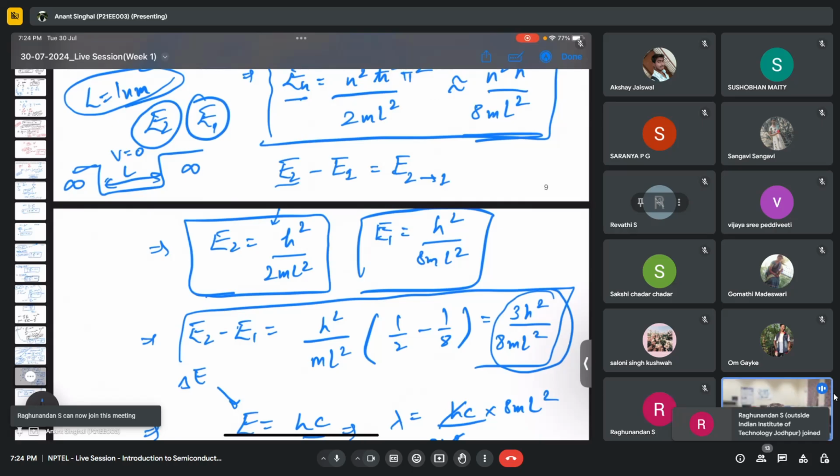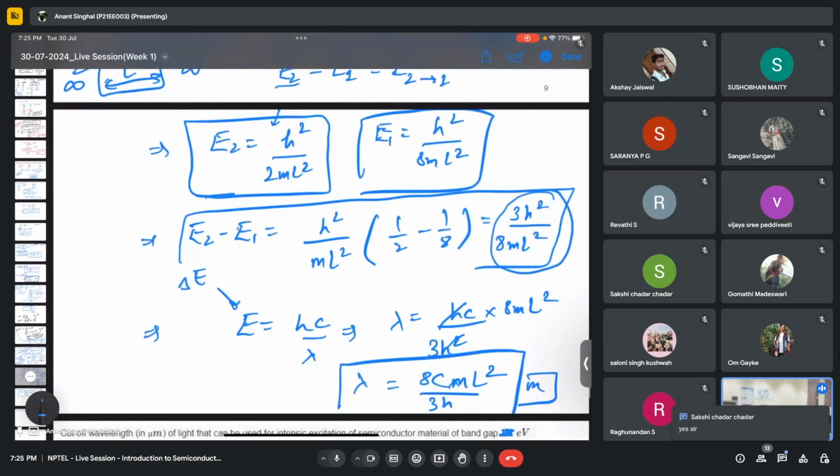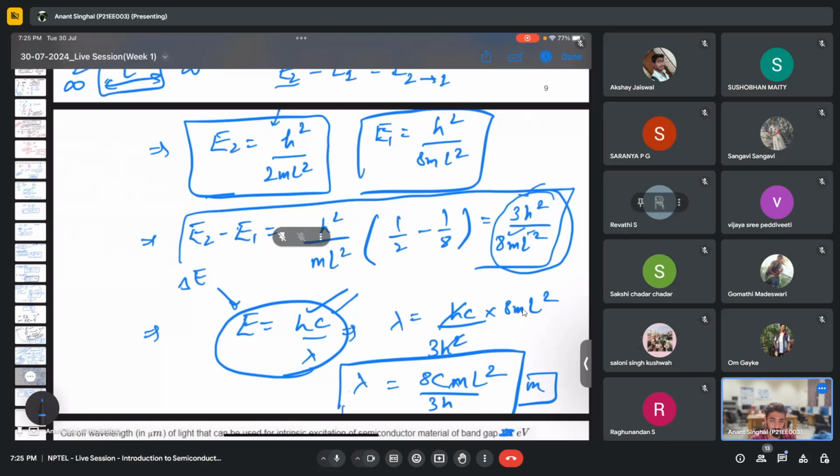Is it clear till here? Yeah, so once we have the energy, we can easily calculate the wavelength. E is nothing but hc by lambda. You know everything: h, c, and m, h, L, everything is given. So you just need to calculate the lambda. Is it fine?